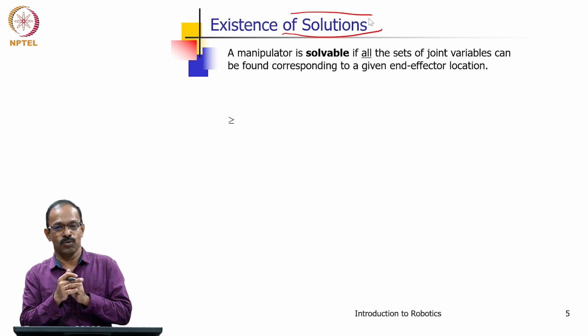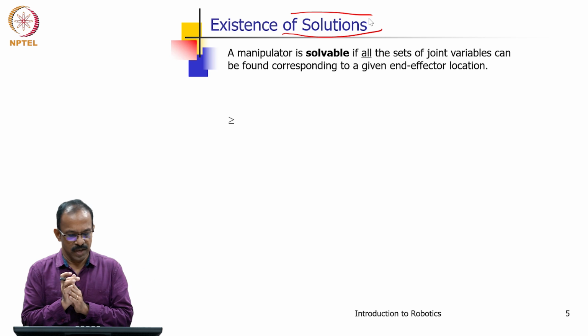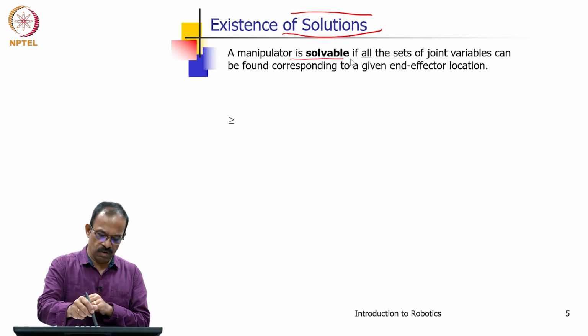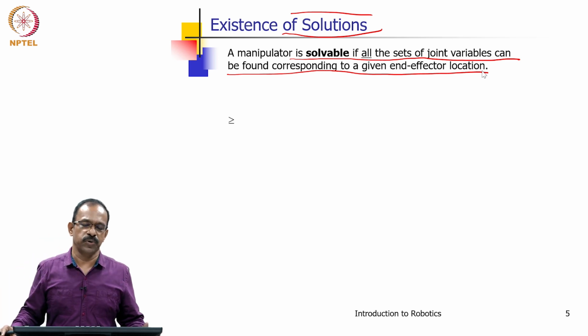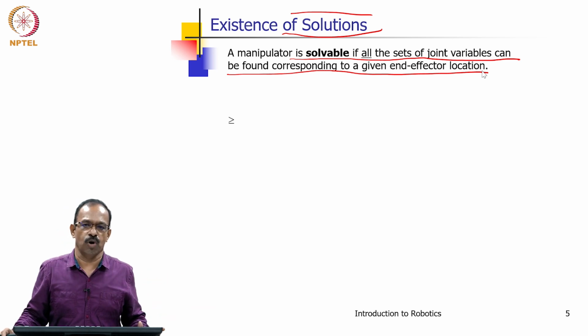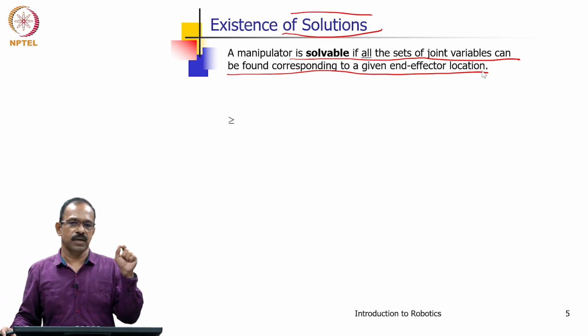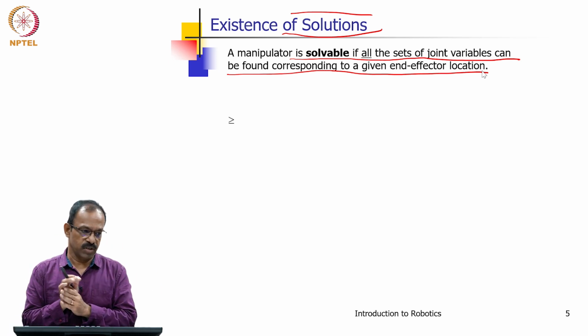So, if we have to solve using the 6 equations, the first thing we need to ensure is that there is a solution existing for it, and then start solving it. And how do we ensure that? A manipulator is solvable if all the sets of joint variables can be found corresponding to a given end-effector location. So, a location is given to you, and if you can find all the joint angles corresponding to that location, then we call it a solvable one. That means you need to get all the sets of joint variables which can reach that position and orientation.